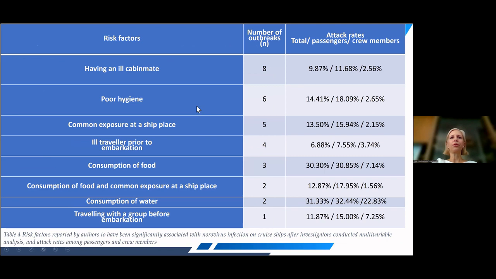About the risk factors that were reported in these outbreak reports and published reports that we studied, in 8 outbreaks, the risk factor that was reported was having an ill cabin mate. Poor hygiene in 6 outbreaks, common exposure at the ship place, 5 outbreaks, ill traveler prior to embarkation, 4 outbreaks, consumption of food, 3 outbreaks, consumption of food and common exposure at the ship place, 2 outbreaks, consumption of water, 2 outbreaks, and traveling with a group before embarkation, 1 outbreak.